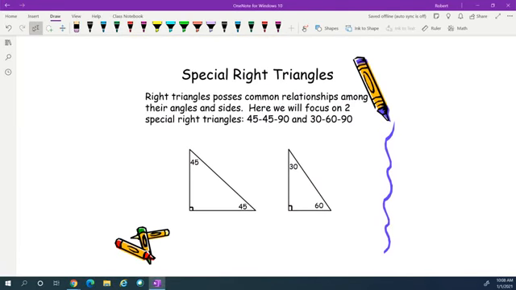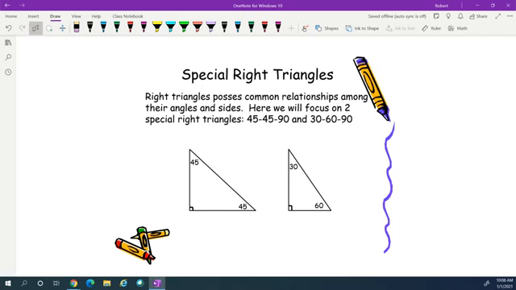There are two special right triangles that we're going to focus on, the 45-45-90 and the 30-60-90. Now, they are named that because of their angle measurements. So our first triangle is a right triangle, the 90, and the two acute angles are 45 and 45. So this is a right isosceles. Keep that in mind. It means the two legs are congruent. The second one, again, a right triangle, but our two acute angles measure 30 and 60. So this is definitely a right scalene.